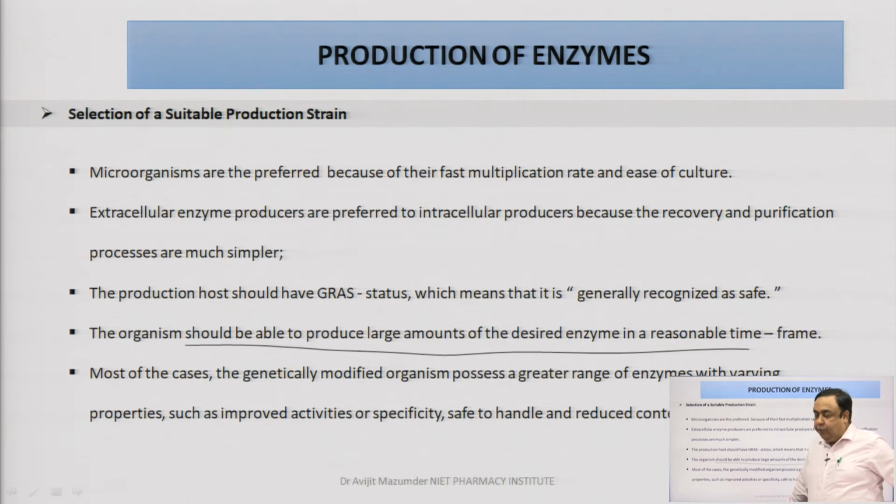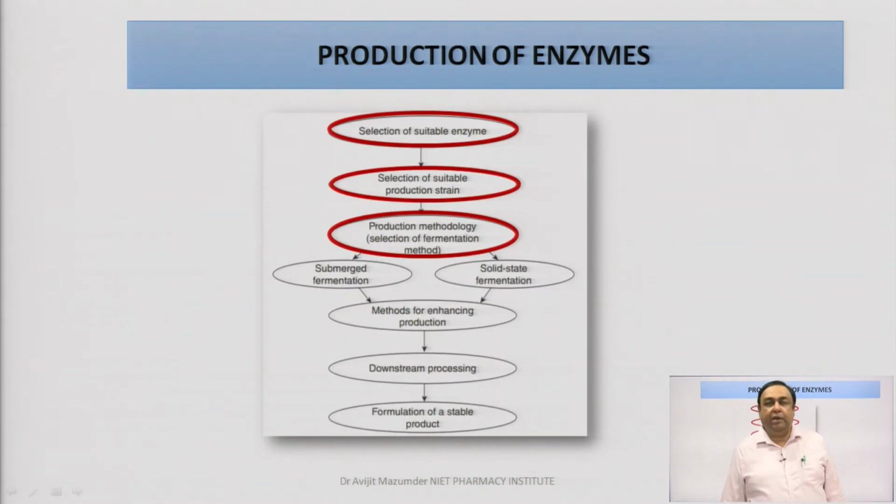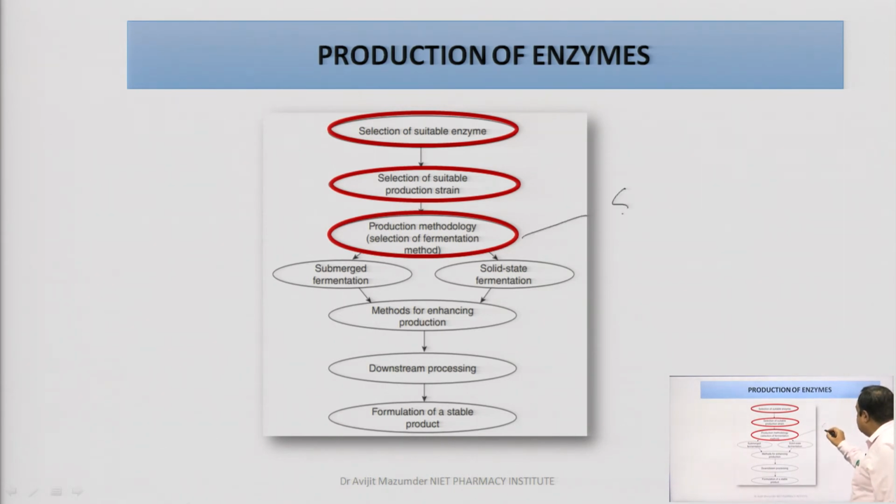And in most cases, what we do is genetically modified microorganisms are used because they possess a great range of enzymes with varying properties. What are the varying properties? Improved activities, specificity, safe to handle, and reduced content of various unwanted foreign proteins. So, genetically engineered microbial cells are most commonly utilized for increased productivity. Now, we are going on to step number 3.